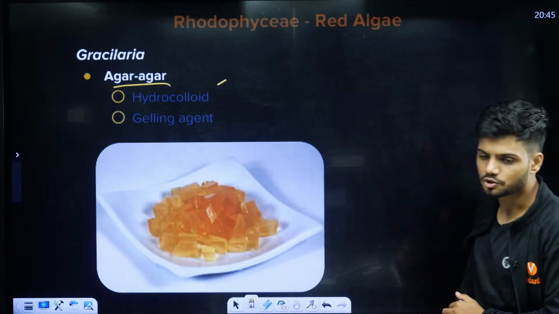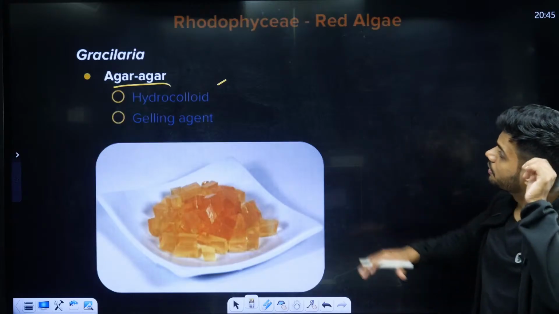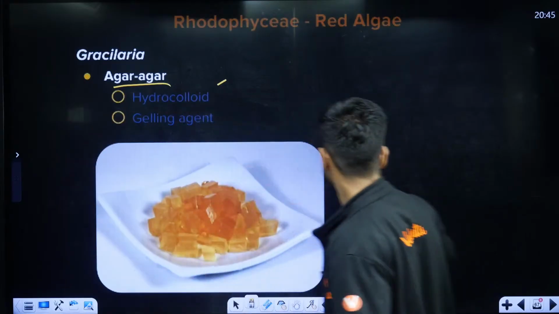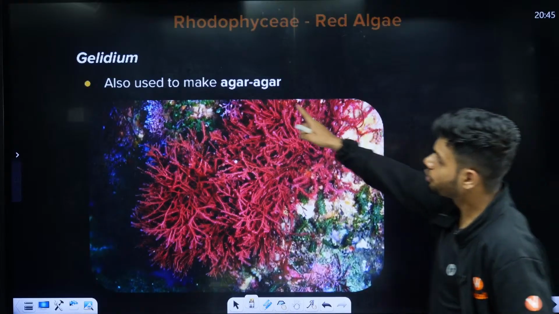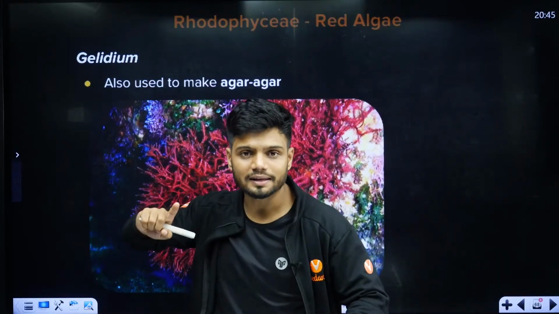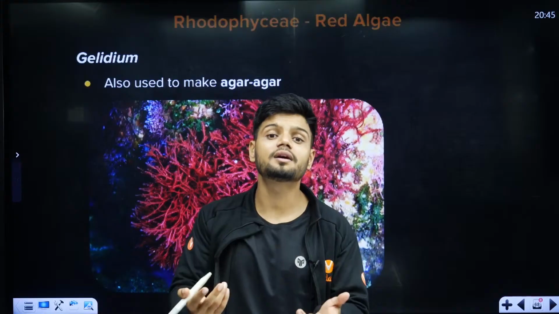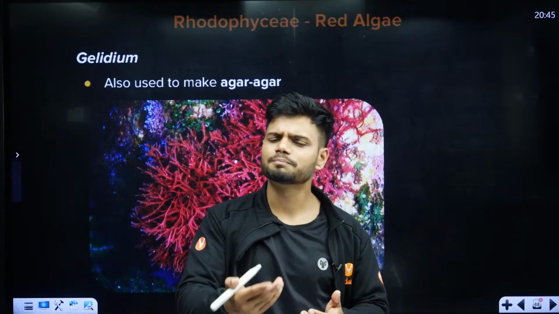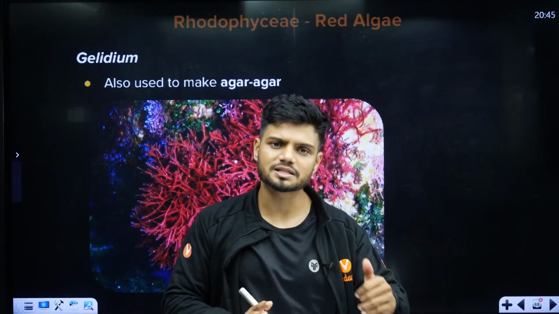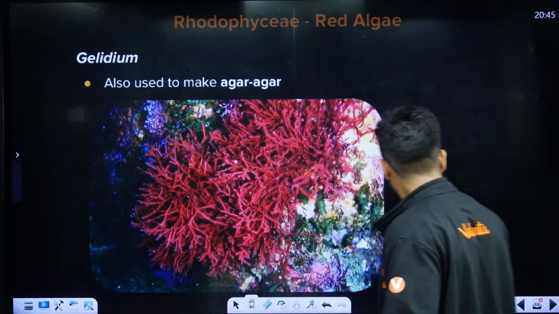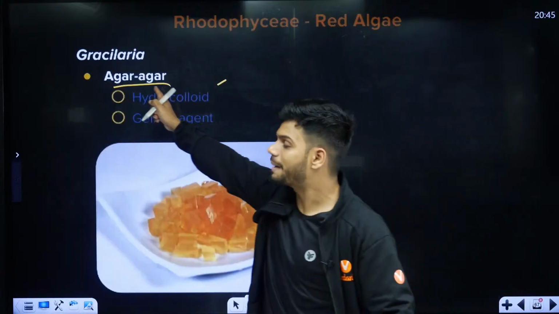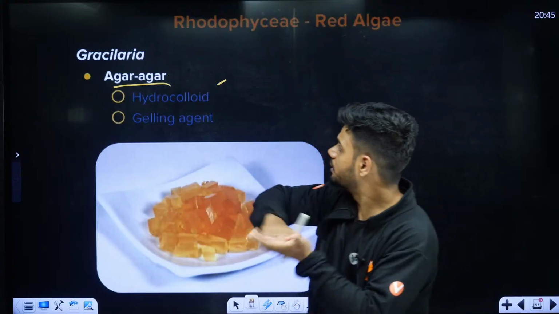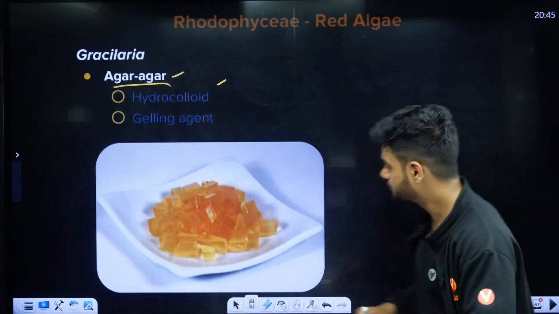Now students, understand Gracilaria and Gelidium. These are two algae, with the help of which we make something called agar agar, and it is also used to make ice cream and jellies. So agar agar is used in microbiology experiments. To grow bacteria we need a medium, and that medium is made from agar agar.